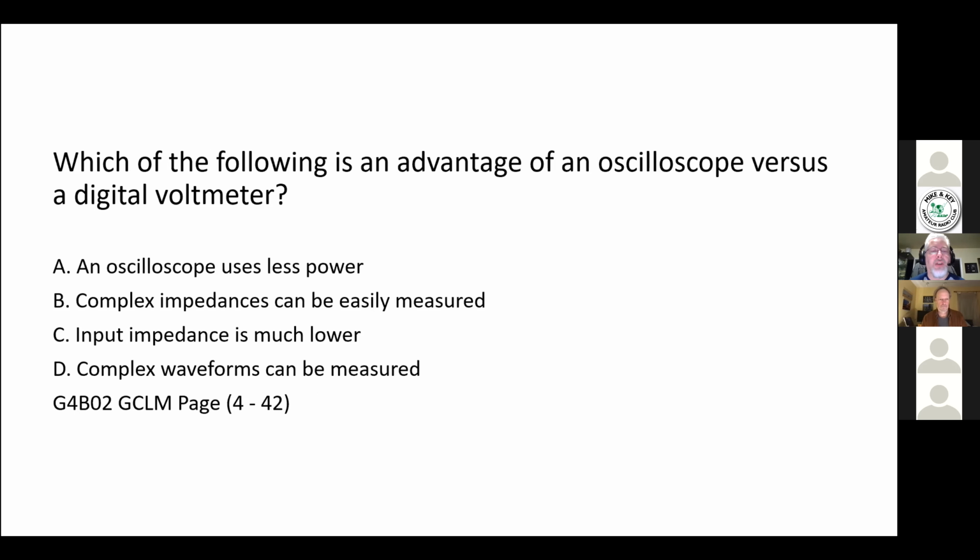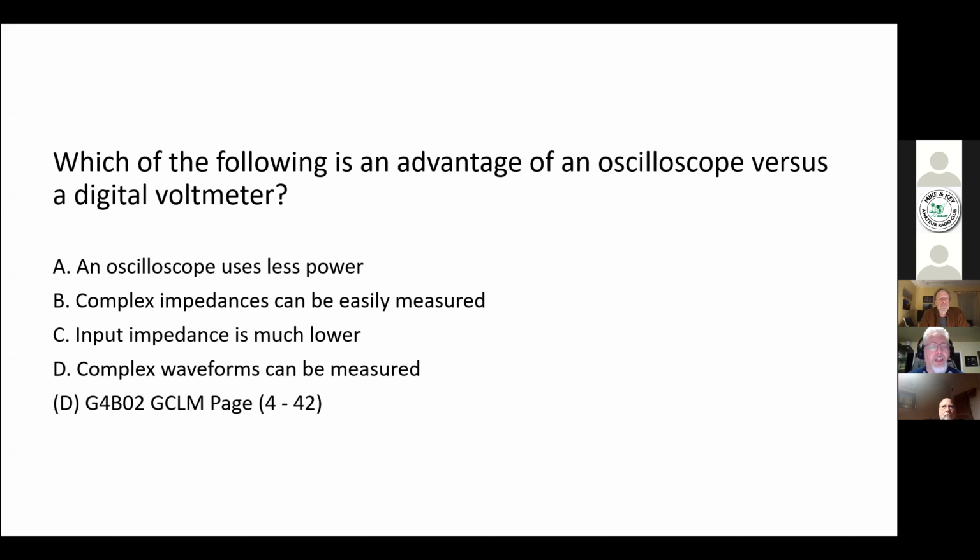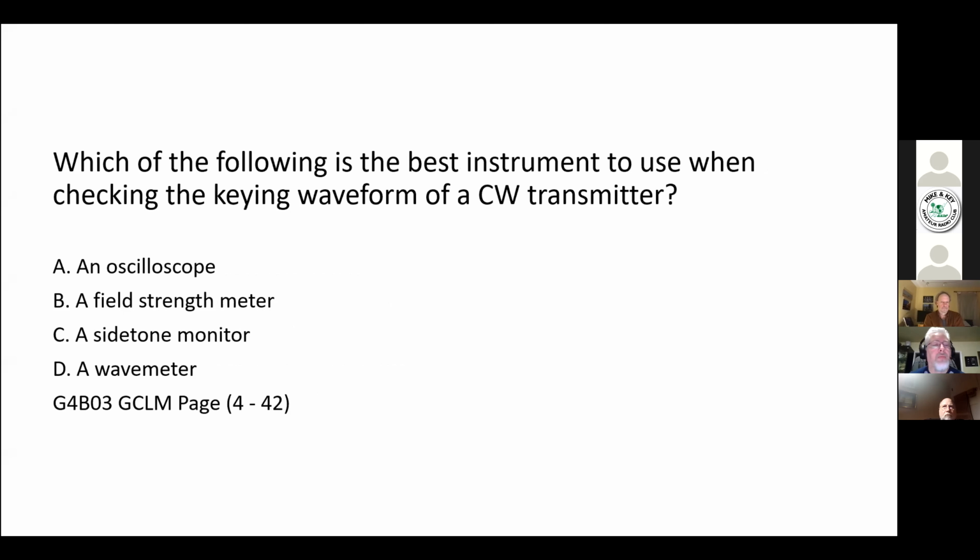Correct. Which of the following is an advantage of an oscilloscope versus a digital voltmeter? A, an oscilloscope uses less power. B, complex impedances can be easily measured. C, input impedance is much lower. Or D, complex waveforms can be measured. Delta is correct. You can view the complex waveforms and measure them.